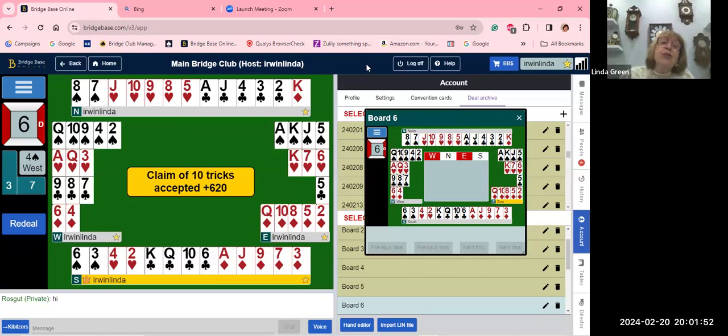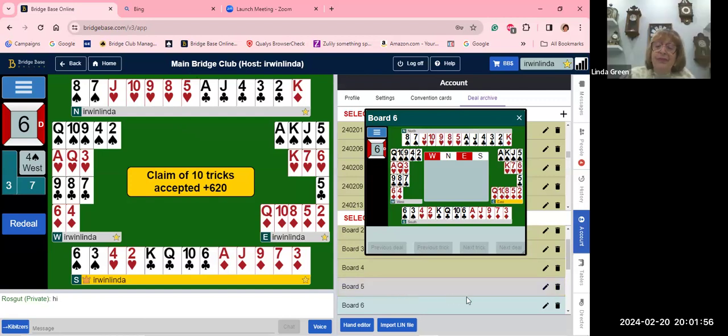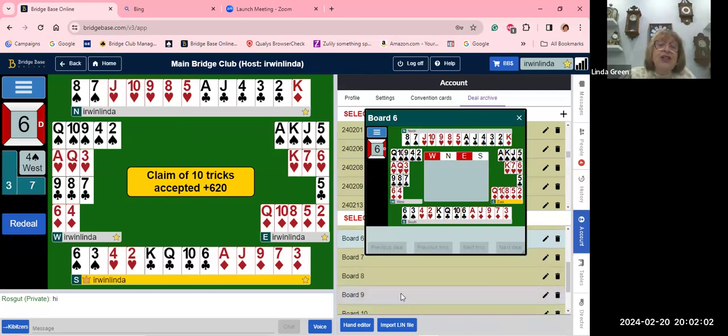It could be very dangerous, don't you think? I think so. Yeah, it could. It could set up more tricks for them. Yeah. Exactly. I would never lead a singleton king. Okay? Any other questions on this hand?